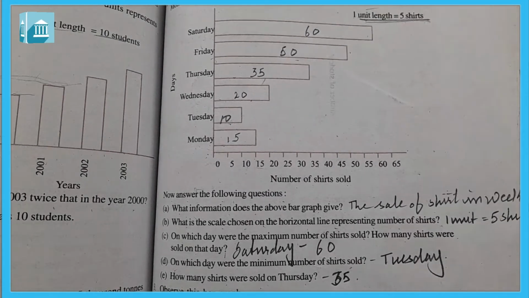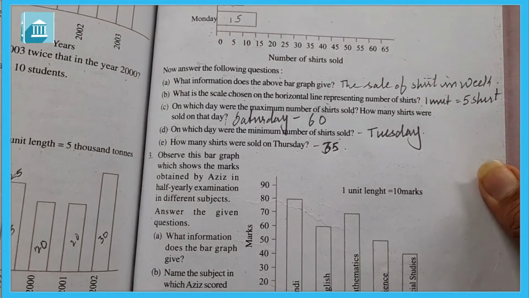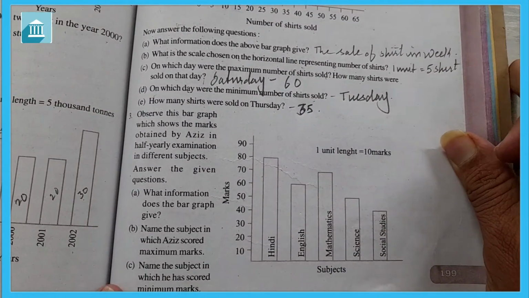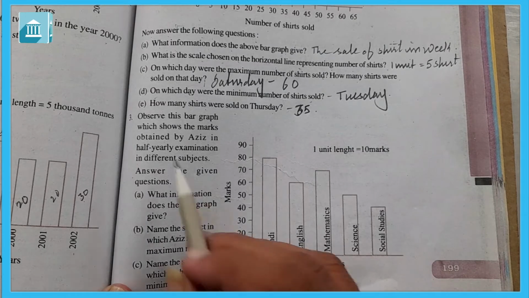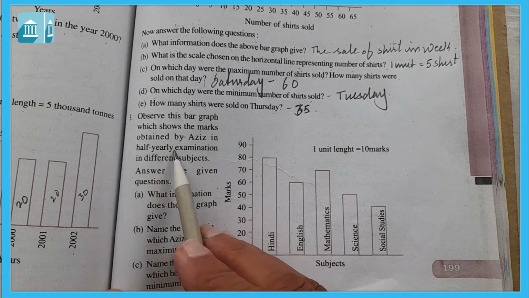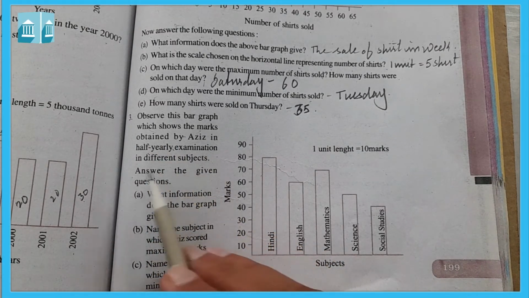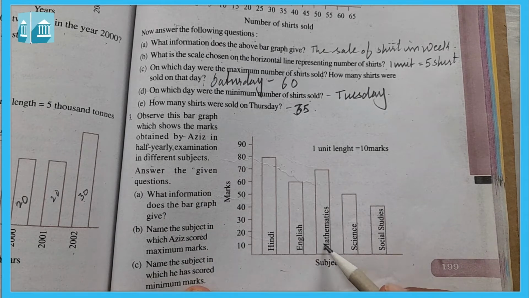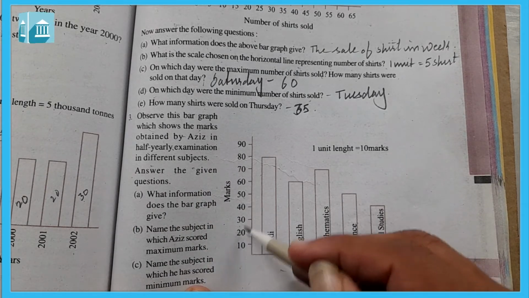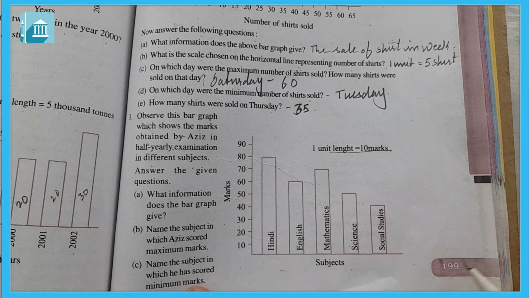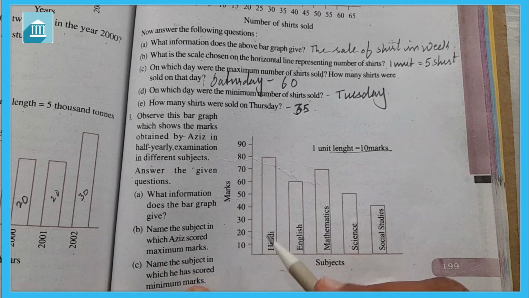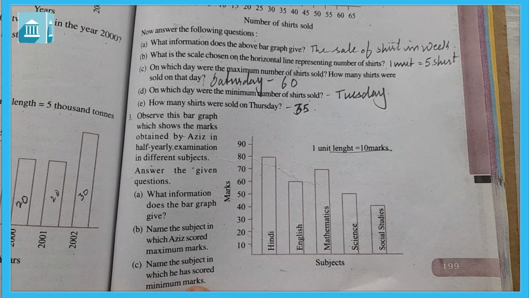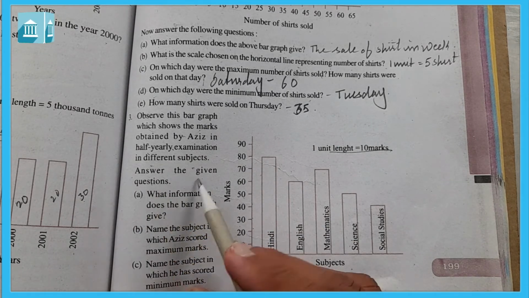Now let us move towards question number 3. Again one bar graph is here. Observe this bar graph which shows the marks obtained by Aziz in the half yearly examination in different subjects. Here the different subjects are Hindi, English, Math, Science and SS. These are the marks. The unit given is 1 unit length is equal to 10. So here it is 10, 20, 30, 40, 50, 60 like that. Now answer the following questions.